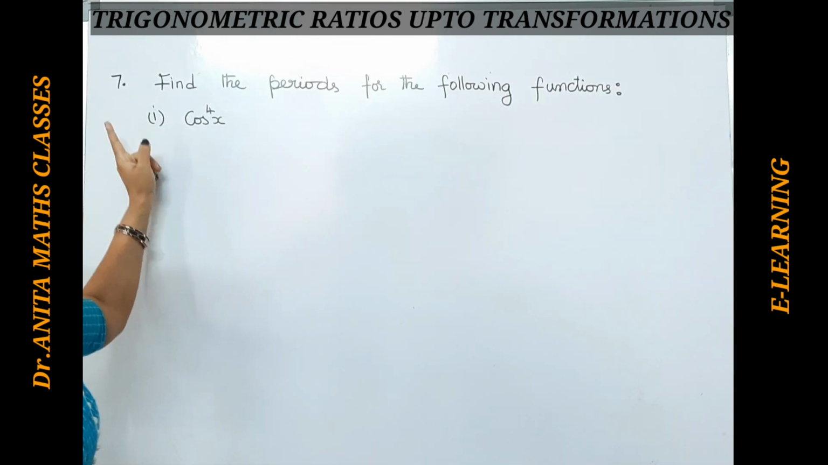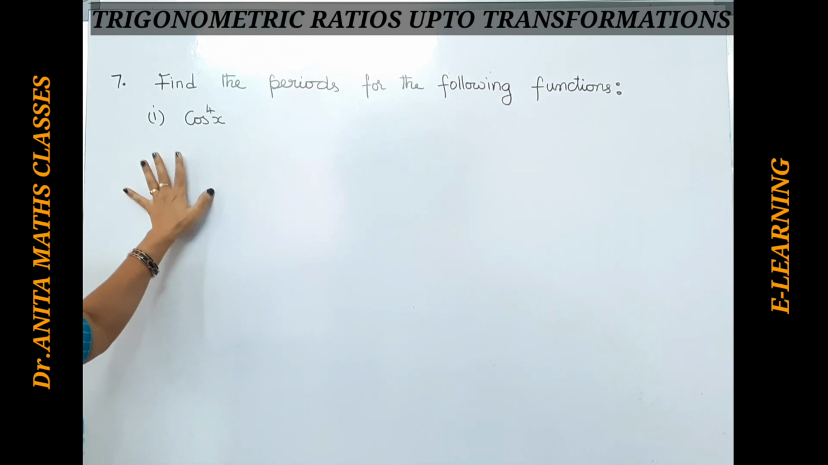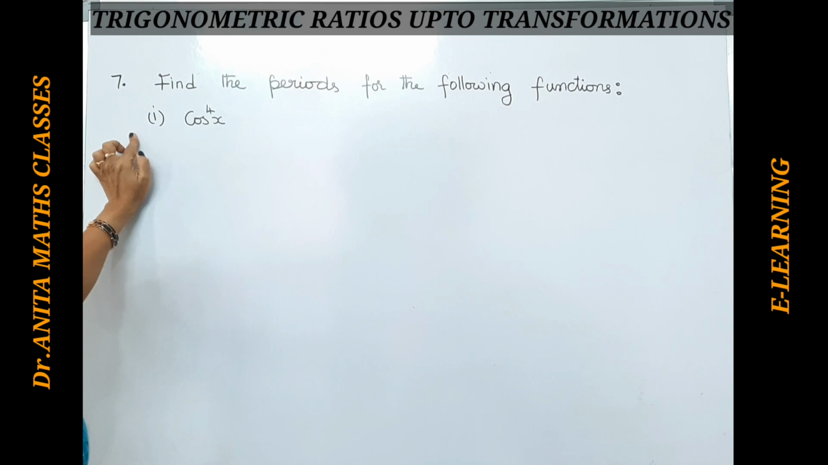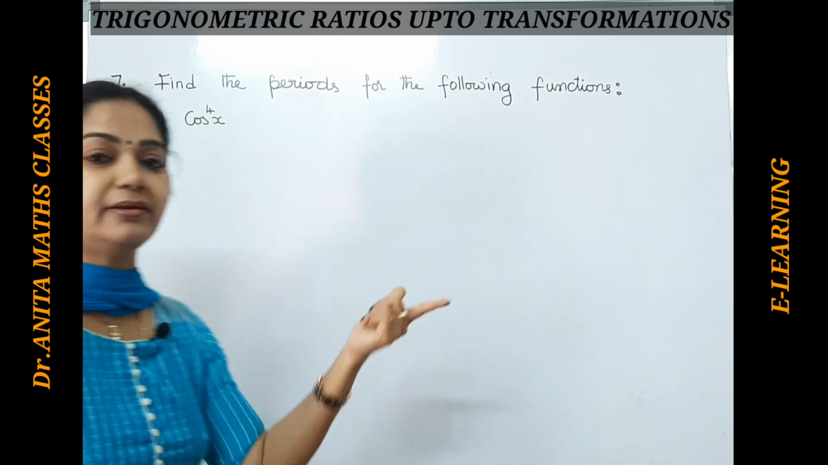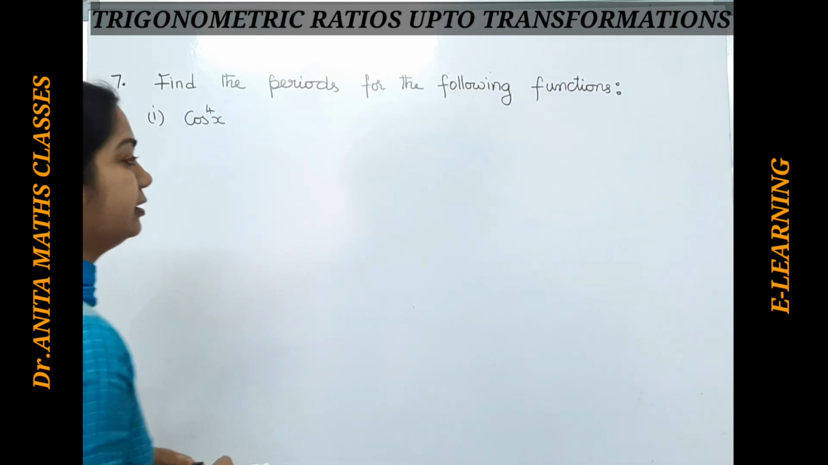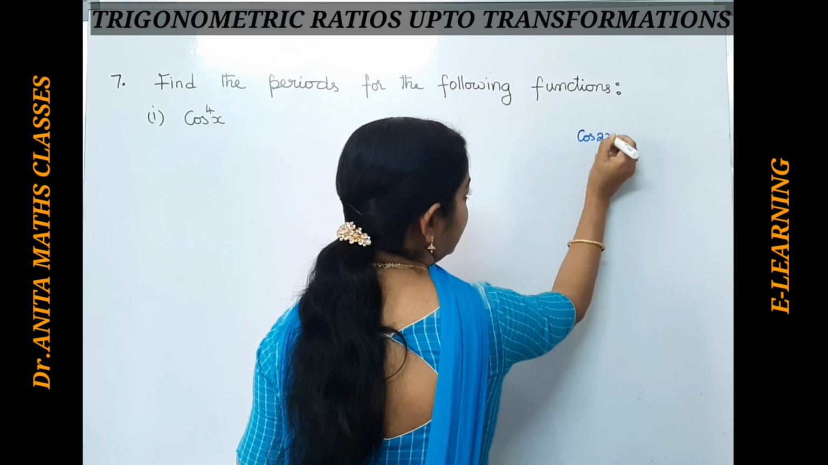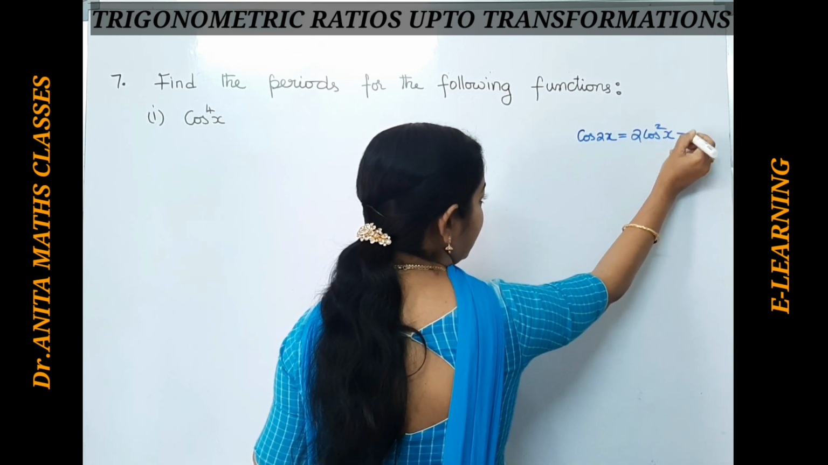Now the 7th problem: find the periods for the following functions. Altogether, 4 to 5 bits are given. The first bit I have noted down is cos to the power of 4 x. We have to find the period for that function. Now here we know that cos 2x equals 2 cos square x minus 1.